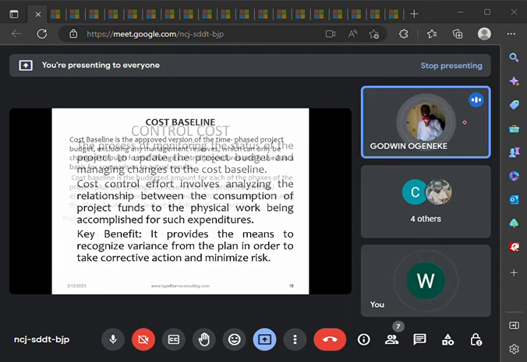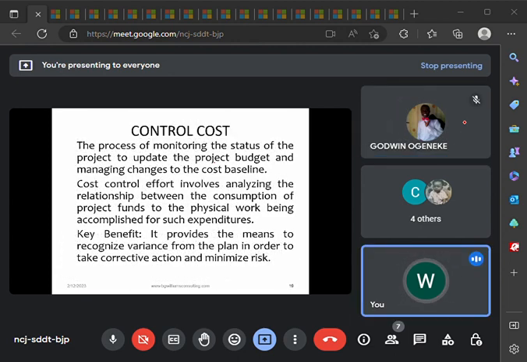Control cost. Now that we have determined the budget and we have arrived at our cost baseline, which is now the approved money that we need to spend for the project, under the control of the project manager. Control costs. Okay, let me ask this question. Yes, Wale, what would now be control cost? Or how do you now control cost in this case?